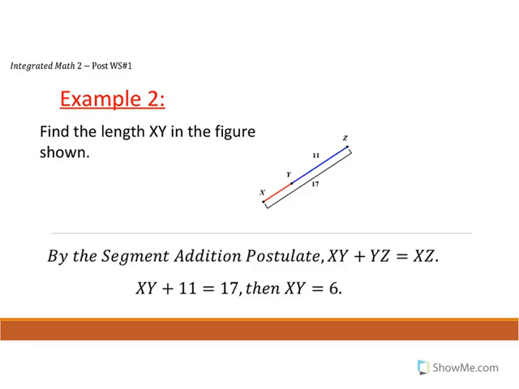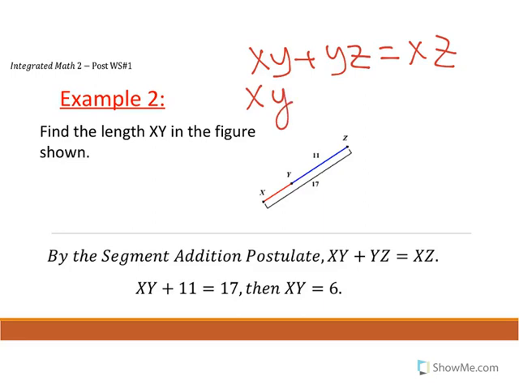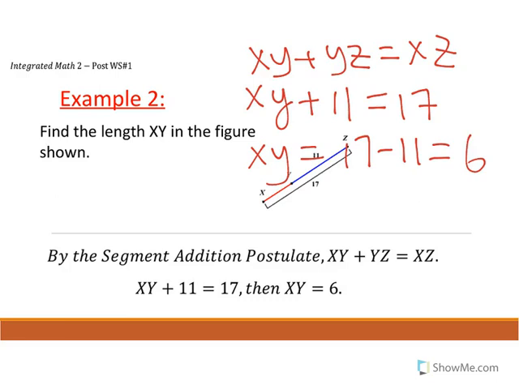Right, so let's go to our example 2. Find the length XY in the figure shown. Okay, so here we can say that XY plus YZ equals the distance from X to Z. And we're solving for XY, so we leave it as XY. And YZ is 11, so we write it as 11. And XZ is 17, so we write that and solve for it. So then XY equals 17 minus 11, which is 6. Right? Okay.